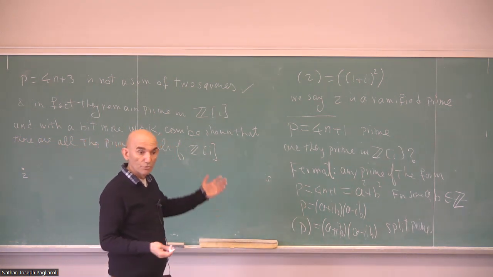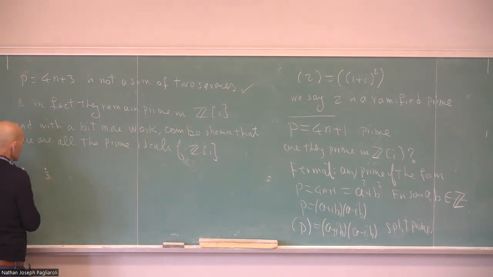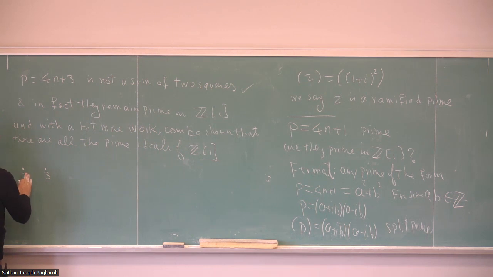3 is prime, I just write it here. 5, but 5 is not prime in Z[i]. 2, yeah, you're right, 2 is not a prime. 2 plus i is the prime, right? No, 1 plus i, sorry. 1 plus i, yeah. 1 plus i is the prime ideal, I mean, the ideal generated by this prime. But 3 itself is a prime.